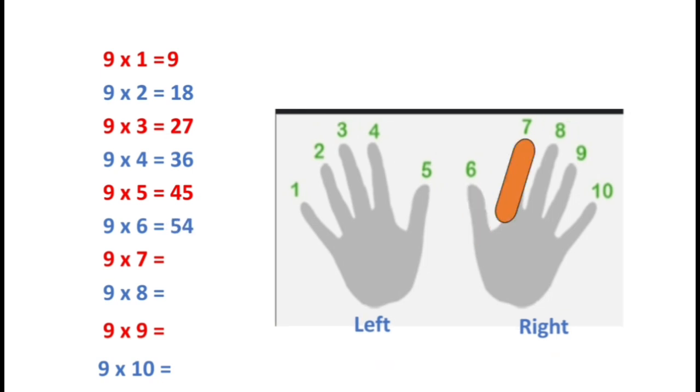9 sevens. Before the seventh finger we have 6 fingers. And after the seventh one we have 3 more. So 9 sevens are 63.